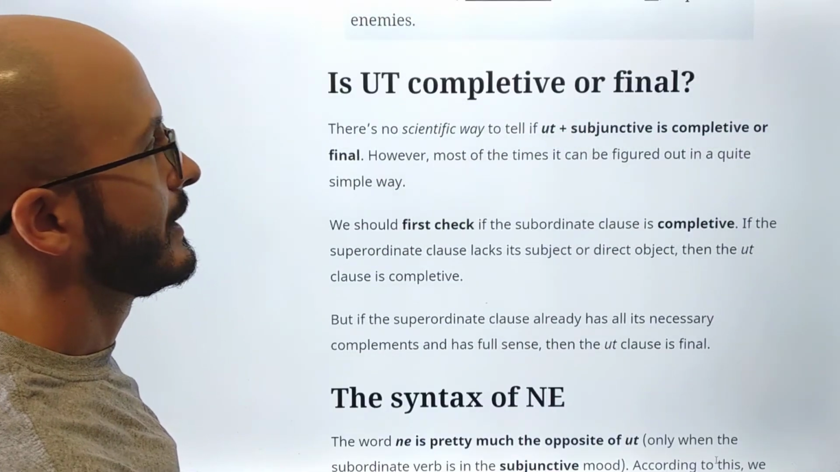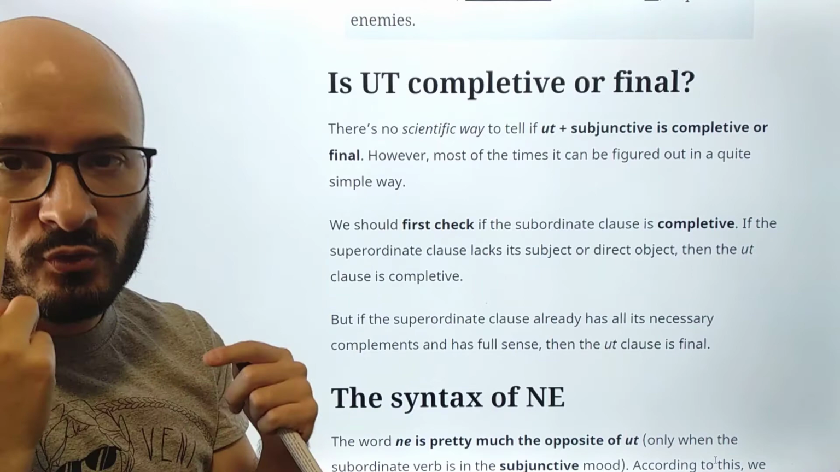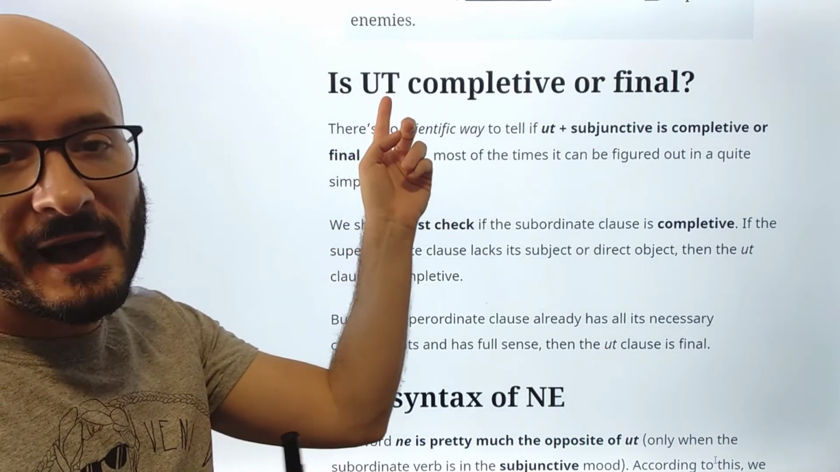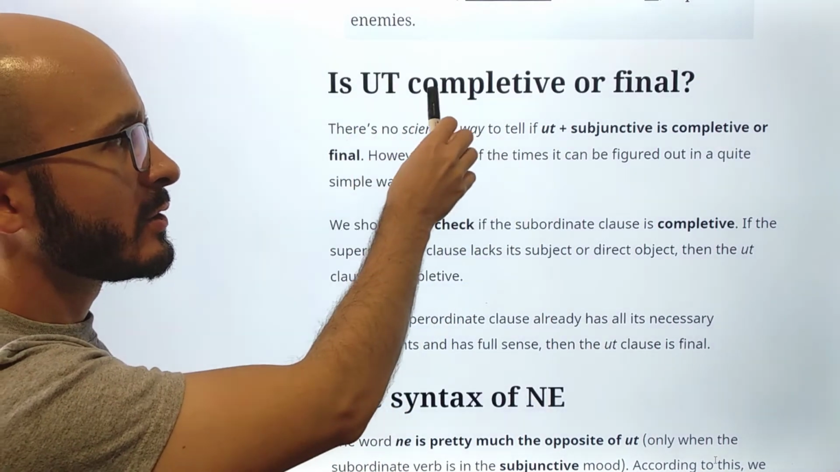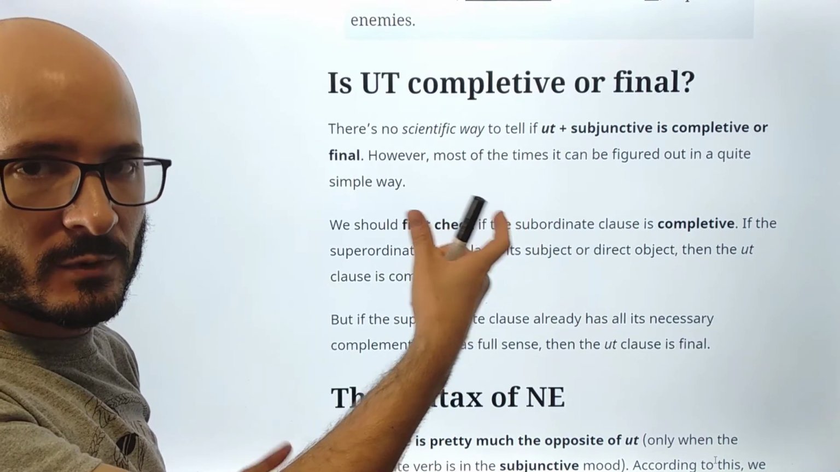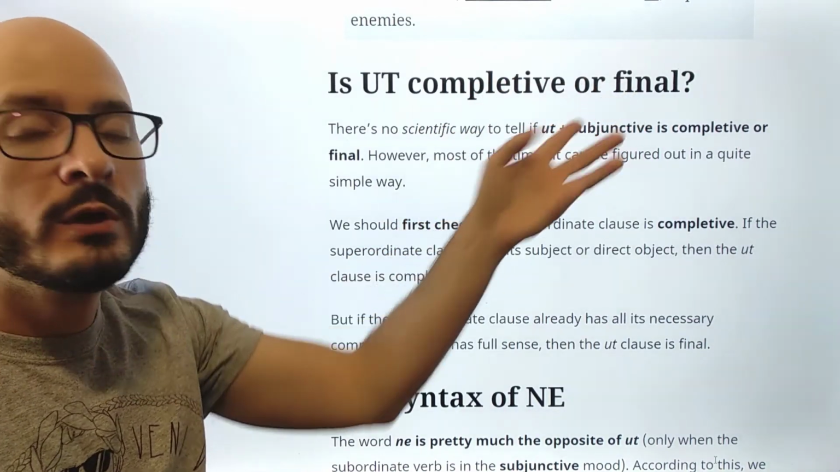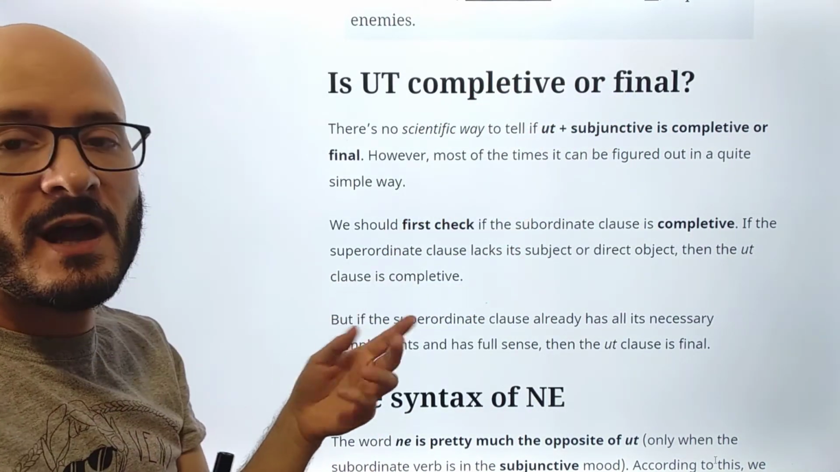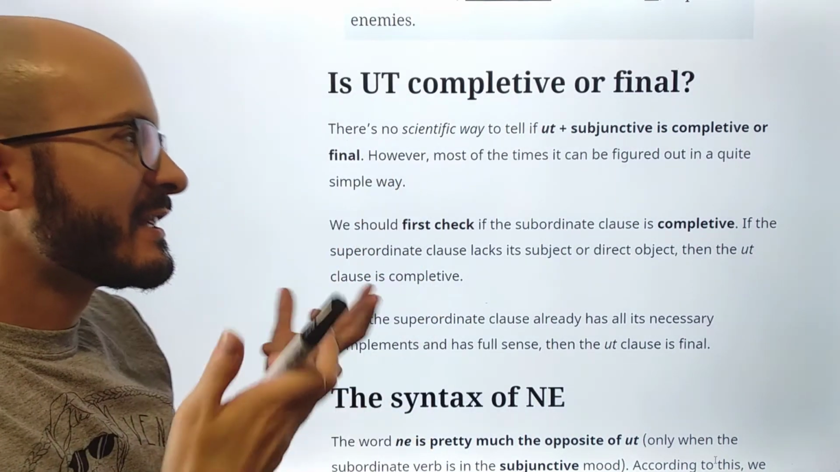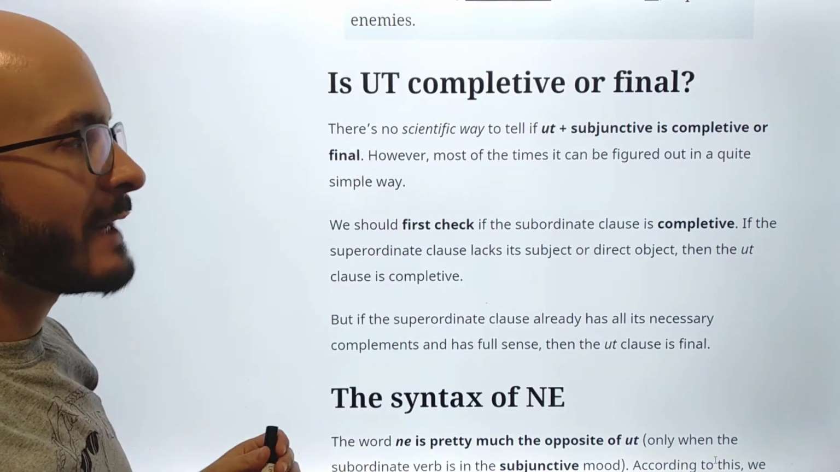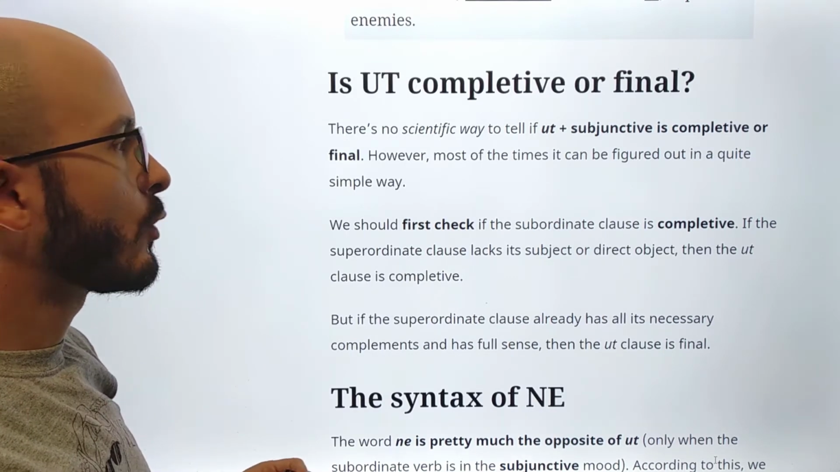Now this is an important question, because the two most common functions when ut has a subjunctive verb, the question is: is ut completive or final? Both of them are in the subjunctive. So how do we know when it is "that" or "in order to", etc.? There is no scientific way, let's say, to tell if ut plus subjunctive is completive or final. However, most of the time it can be figured out in a quite simple way.